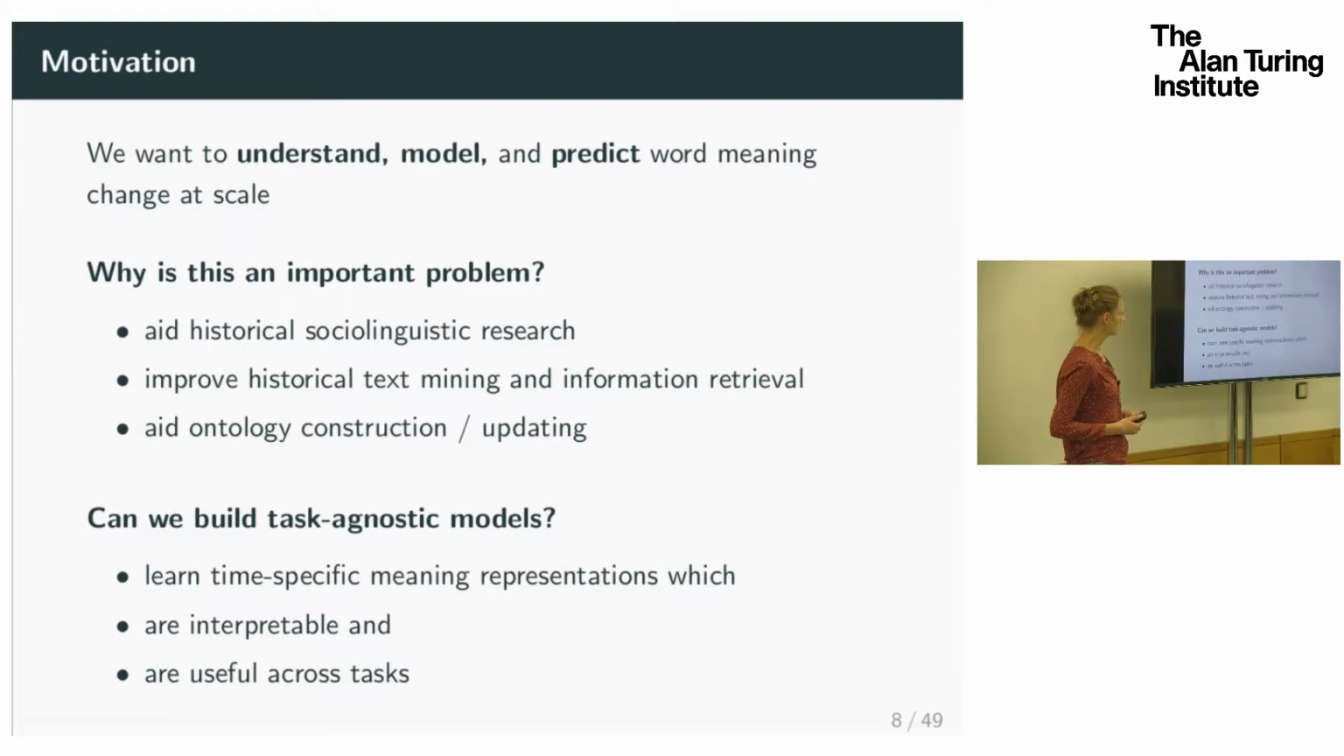Such a model might also be useful for improving historical text mining or information retrieval. If we can rule out certain senses of words at particular times, it might be able to update and construct ontologies. And a particular motivation for this work was to learn time-specific meaning representations of words which are interpretable but also task agnostic, so useful across tasks. And in the paper, we have a whole range of different evaluations where we show that indeed our representations are applicable across many, many different tasks. And I will talk about 3 of these later in the talk.